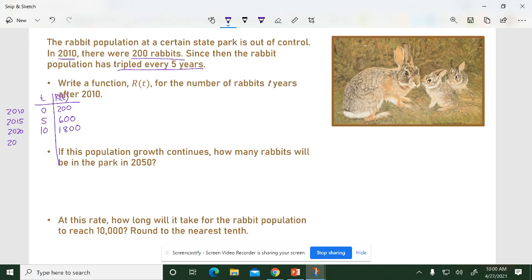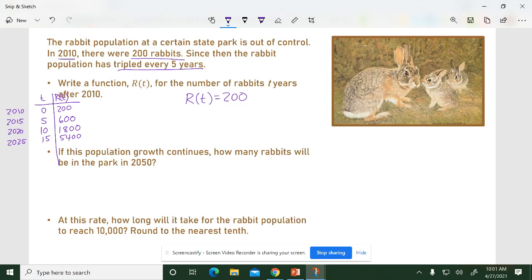And we could continue doing this and keep multiplying by 3 and adding 5 and get an idea of how many rabbits we'd have at each of these 5-year periods. But that could take a long time. So let's see if we can set up a function that's going to do a lot of this work for us. So it tells us we have R of T, and we know we're going to start with 200 rabbits. And we know we're going to multiply this by something. We have to figure out what we're multiplying by and how that's going to be represented.